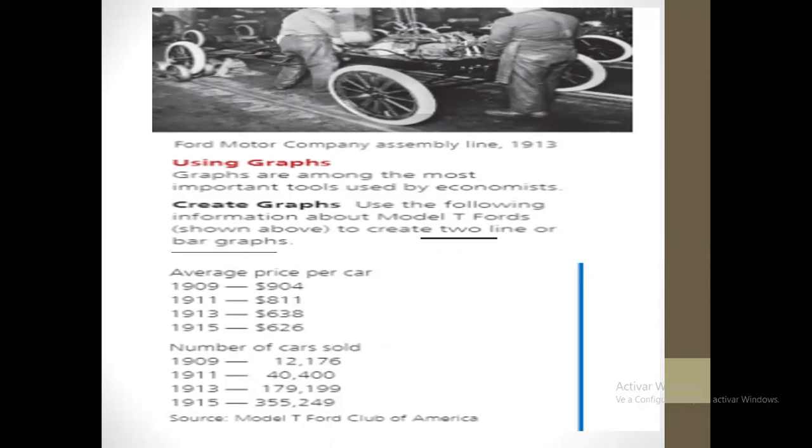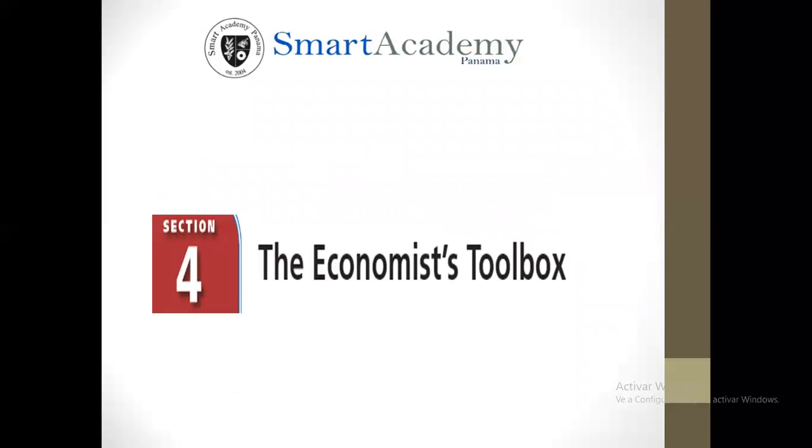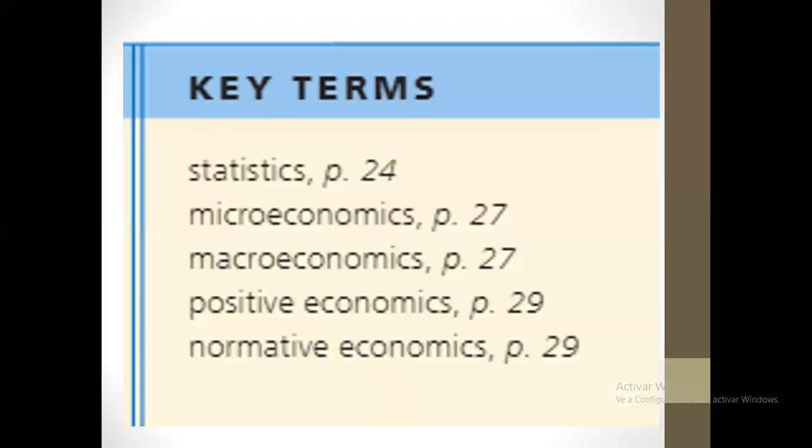¿Entendido? ¿Quién lo entendió? Now remember, let me go back. Remember, the title of this chapter, you need to write it in your notebook, is the Economist Toolbox. Now, after that, you need to write the vocabulary. This is the vocabulary: statistics, microeconomic, macroeconomic, positive economics, and normative economics. And those meanings are in your platform, the PDF, okay?